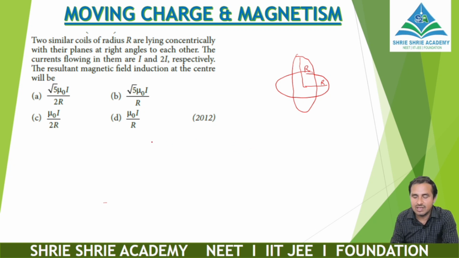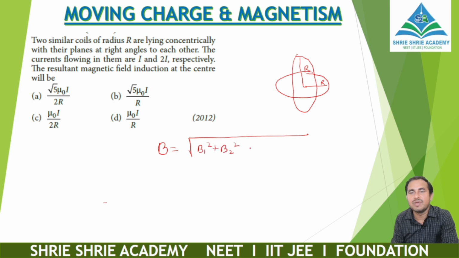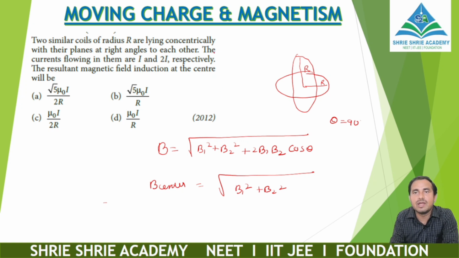So total magnetic field, when you have this kind of situation, you use B is equal to root of B1 square plus B2 square plus 2 B1 B2 cos theta. And their planes are perpendicular, means theta actually is 90 degrees. So the total magnetic field at the center will be equal to root of B1 square plus B2 square. And that B1 you get here is mu naught I by 2r, same radius, and the B2 you get is mu naught 2I by 2r.